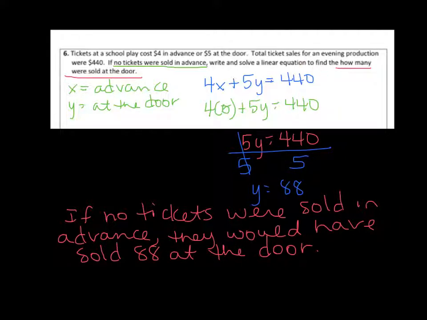Then here it says that no tickets were sold in advance. So if no tickets were sold in advance, that means that x had to be equal to 0. So I substituted a 0 into my equation for x. When you go to simplify, 4 times 0 just cancels out. So I just brought down my 5y and my 440. Then the opposite of multiplying by 5 was to divide, and I found out that y was equal to 88. So going back to my question, it says how many were sold at the door? Well, if they didn't sell any in advance, then they had to have sold 88 at the door.